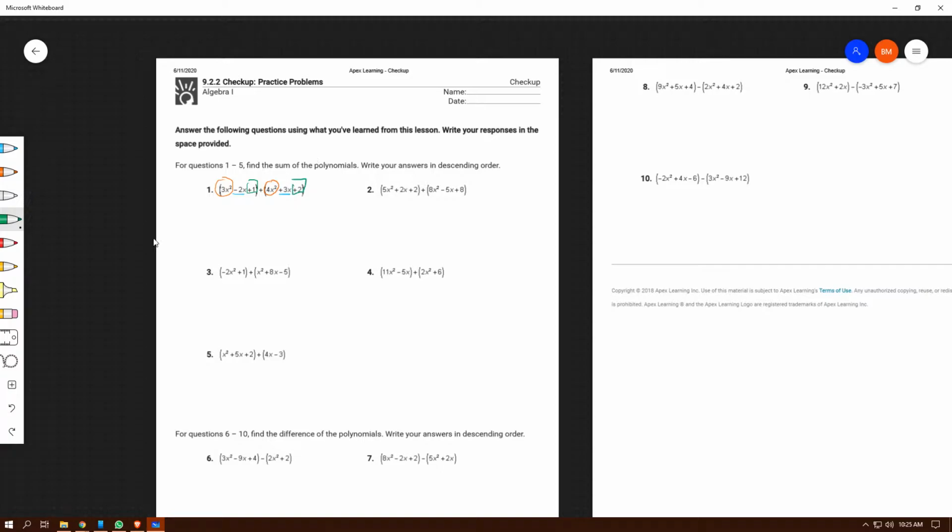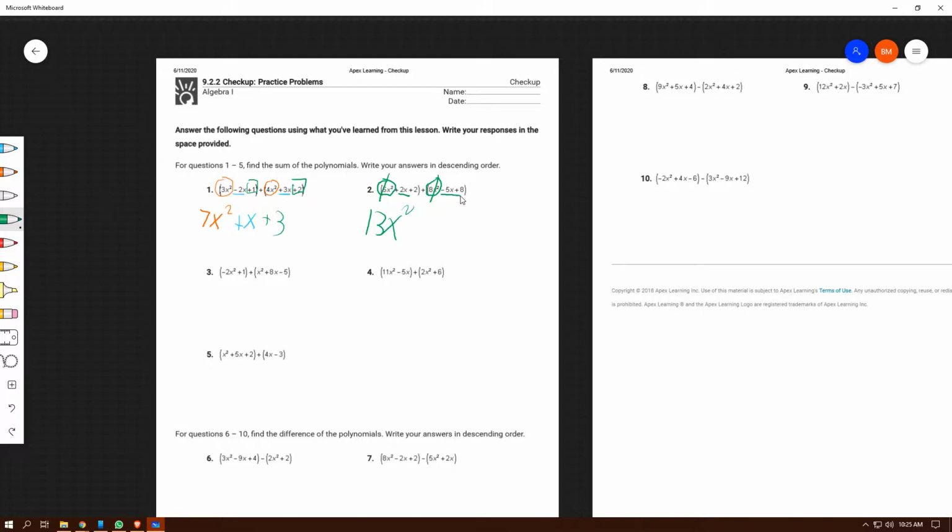Once you identify your like terms, you can combine them. I have a 3x squared and a 4x squared. That's 7x squared. Negative 2x and 3x is going to be positive x. 1 and 2, 3. And that's my answer. So all I'm doing is identifying my like terms and combining them. There's an x squared, there's an x squared, and that's it. So that's going to be 13x squared.